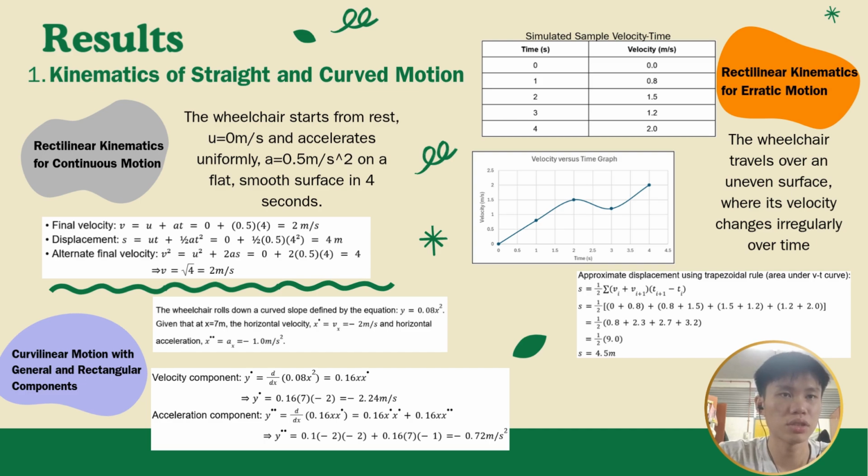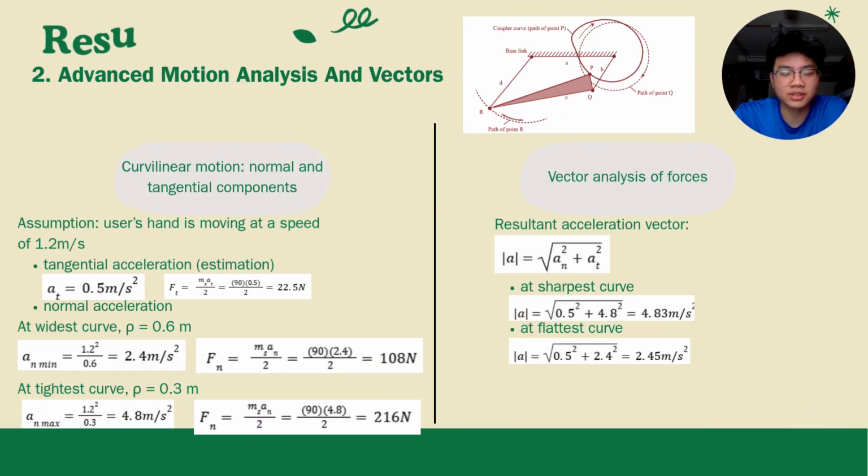Then we use the trapezoidal rule to calculate the approximate displacement, and we get the displacement is equal to 4.5 meters. Next is the results for advanced motion analysis and vectors. For curvilinear motion, we assume the user's hand moves at a speed of 1.2 meters per second along the path. So for the tangential acceleration, we estimate it to be 0.5 meters per second squared.